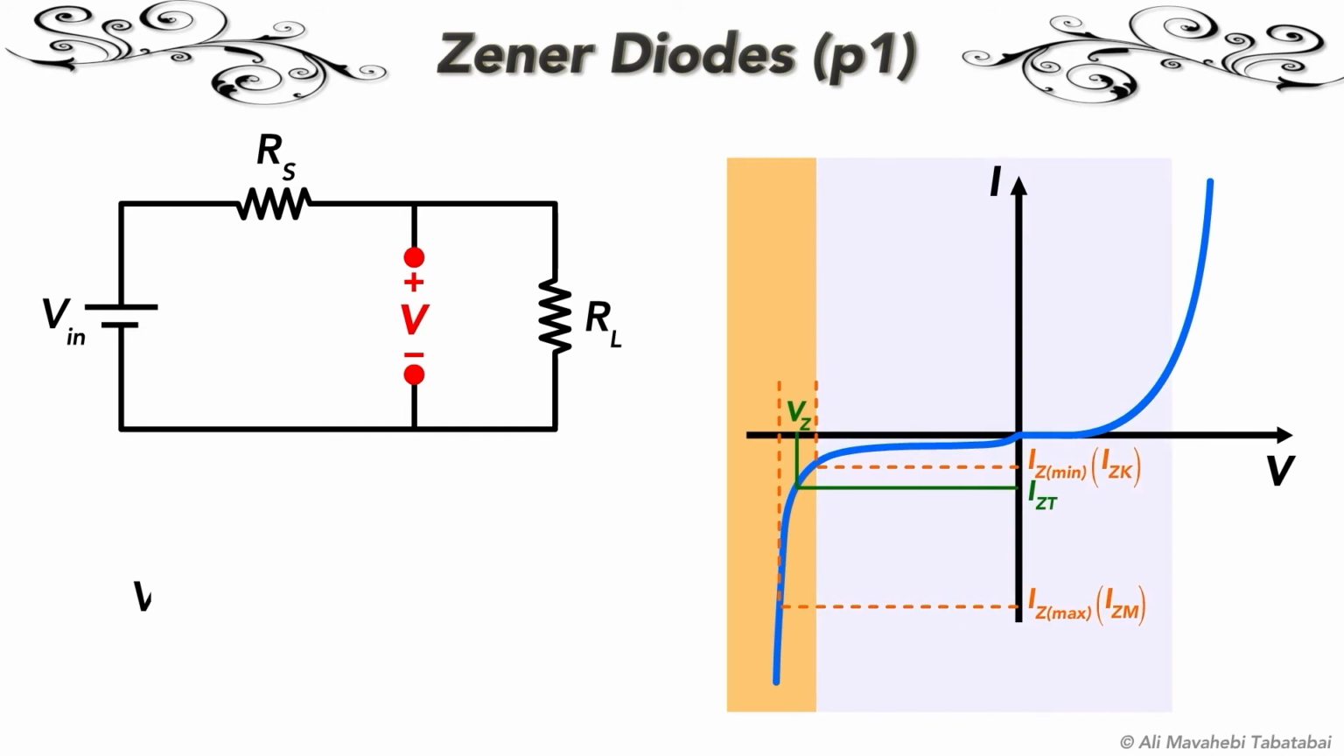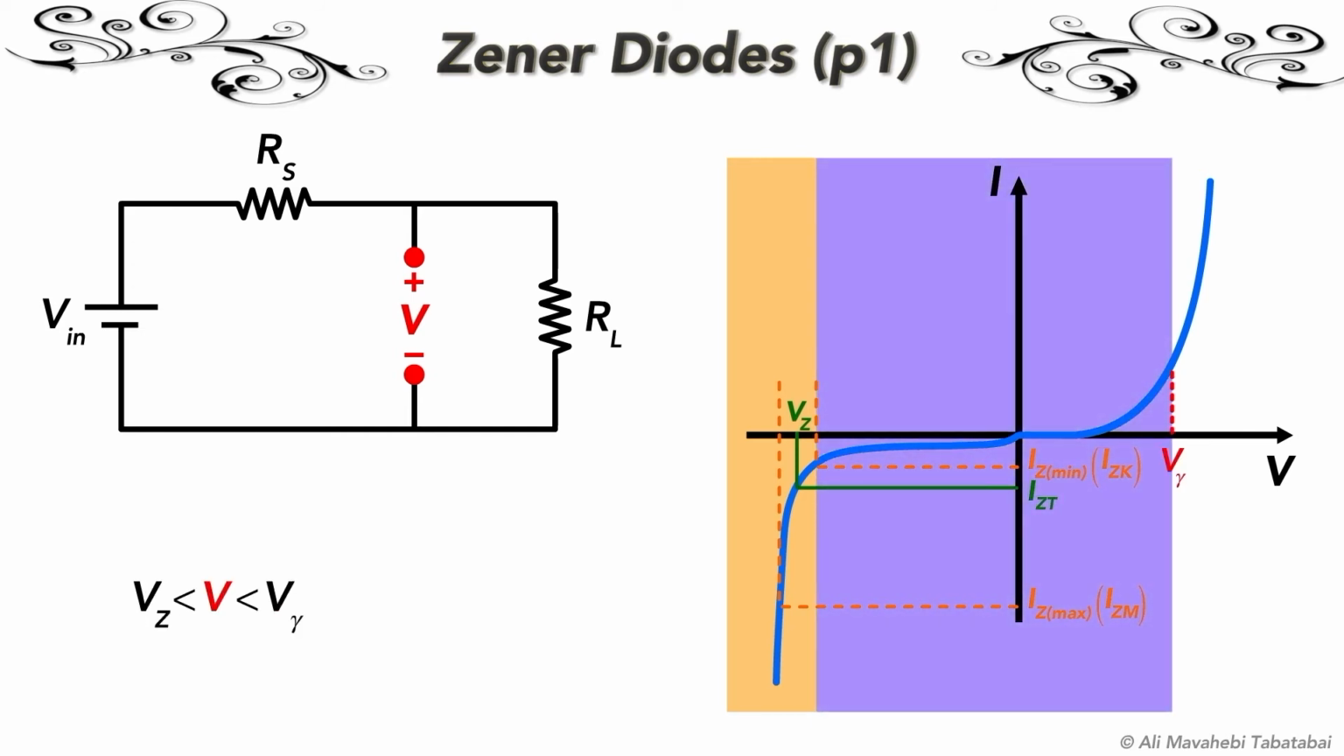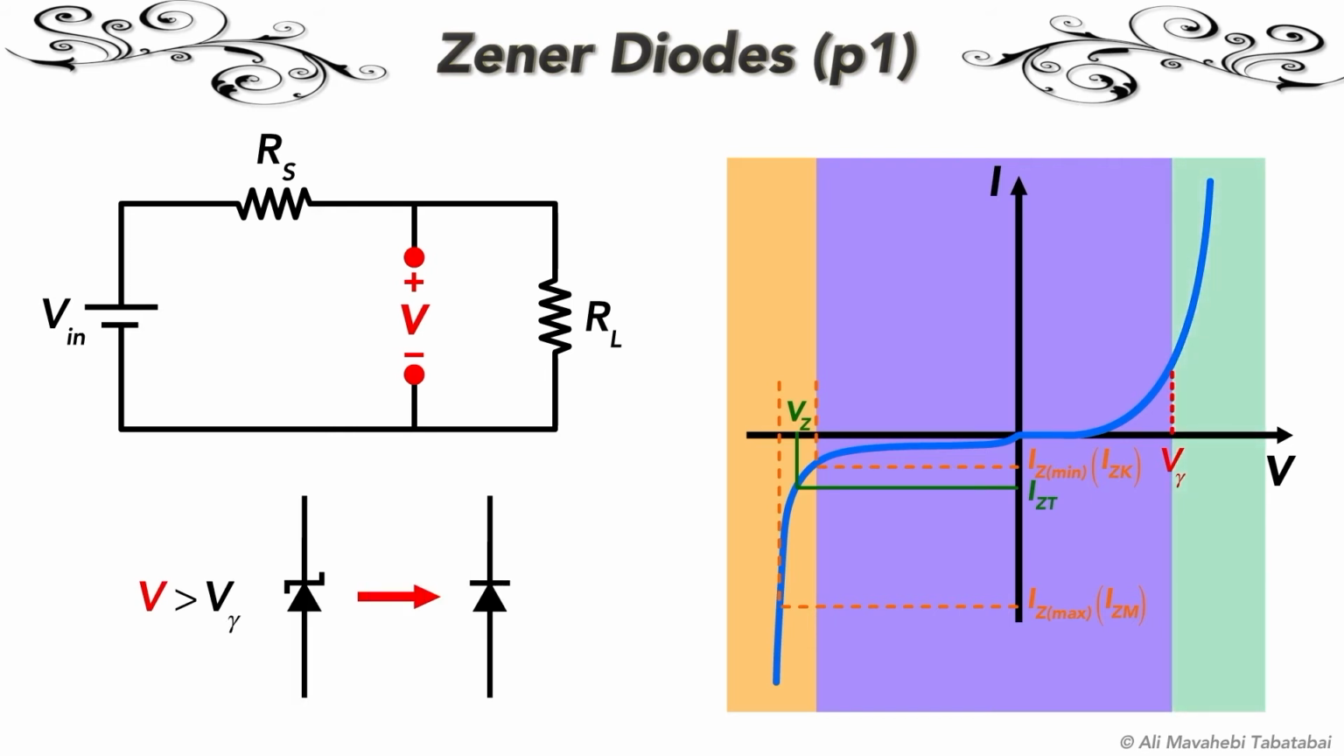If the reverse voltage is between Vz and V gamma, then a very small current passes through the diode, so the diode can be considered as an open circuit. And if the voltage across the diode is greater than V gamma, then it will act as an ordinary diode in the forward bias region.